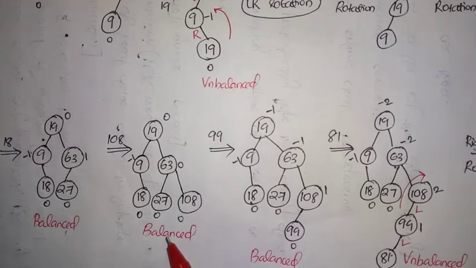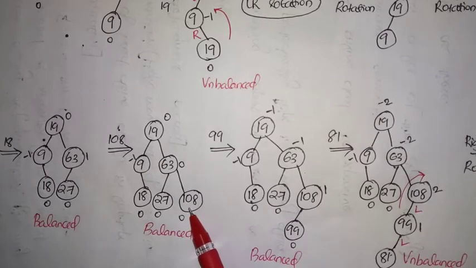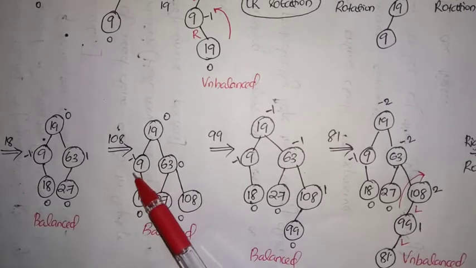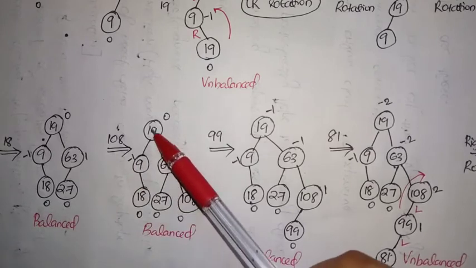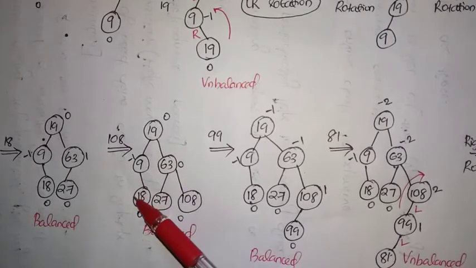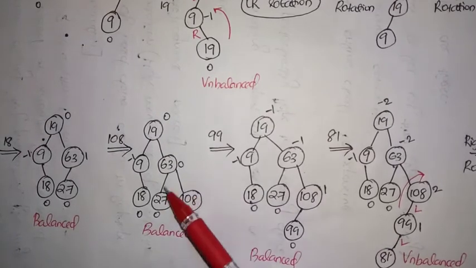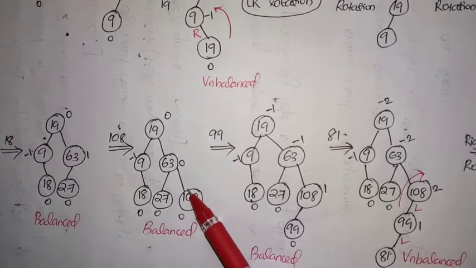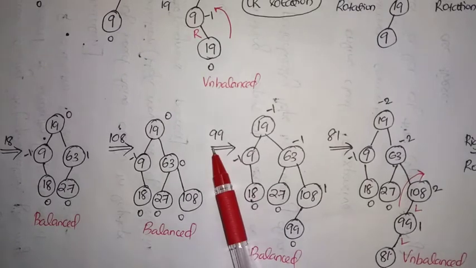Again we can calculate the balancing factor. These are leaf nodes, so balancing factor is 0. In this node, height of left subtree 0 minus 1 is minus 1. In this case 2 minus 2, 0. In this case, 1 minus 1, 0. In this scenario also, this tree is balanced, so we need not perform any rotations. We can proceed with the next element, that is 99.